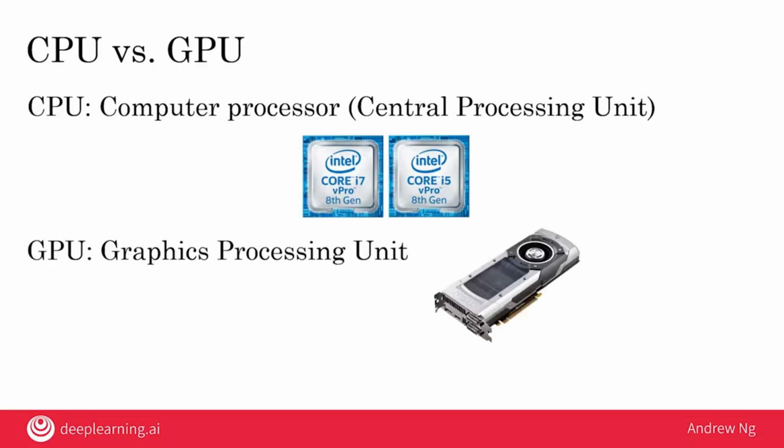GPU stands for Graphics Processing Unit. Historically, the GPU was made to process pictures. So if you play a video game, it's probably a GPU that is drawing the fancy graphics. But what we found several years ago was that the hardware that was originally built for processing graphics turns out to be very, very powerful for building very large neural networks, or very large deep learning algorithms.